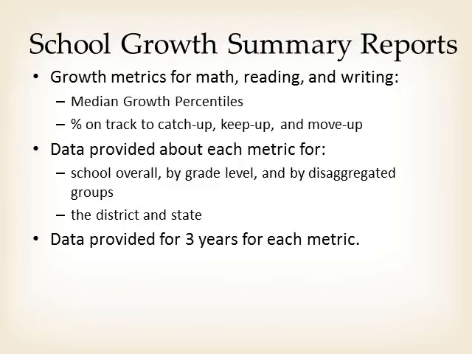School growth summary reports provide a wide variety of data about growth in math, reading, and writing. At the school level, these reports include the following metrics: median growth percentiles, the percent on track to catch up, the percent on track to keep up, and the percent on track to move up. Data for these metrics is provided for the school overall, by grade level, and by disaggregated groups for the last 3 years. These reports also include data for each metric that allows school-level performance to be compared to the complex and the state.